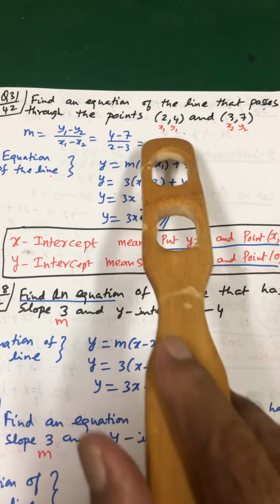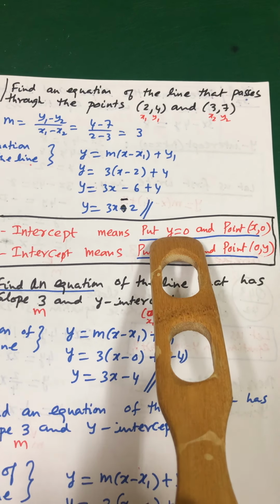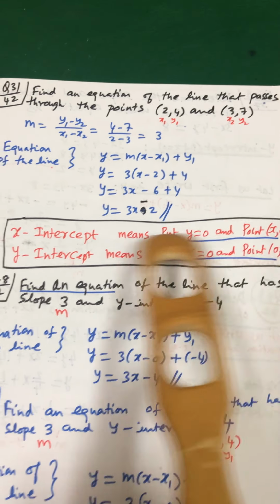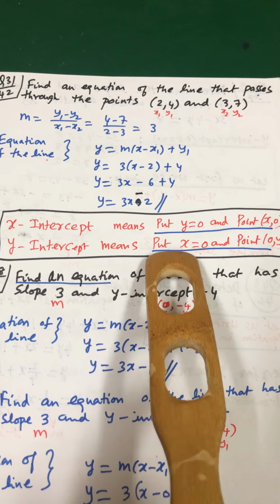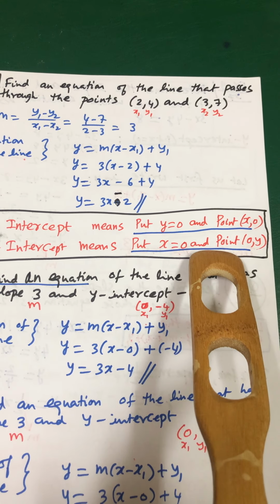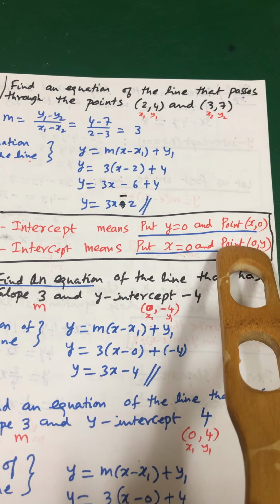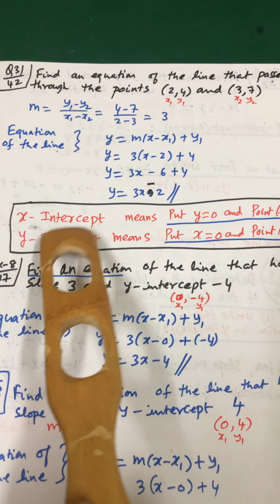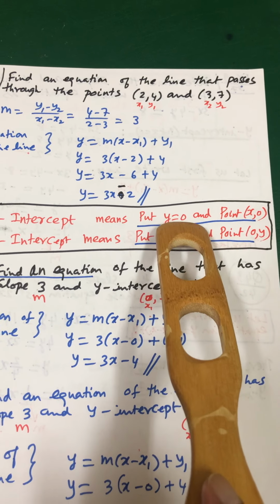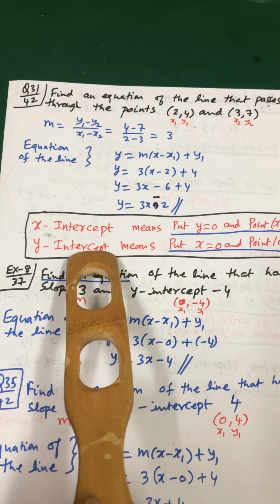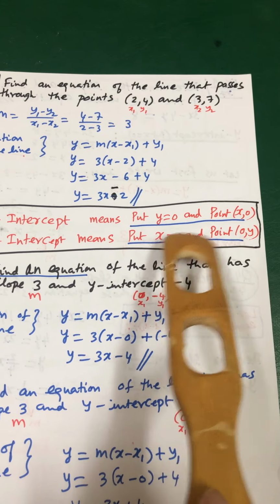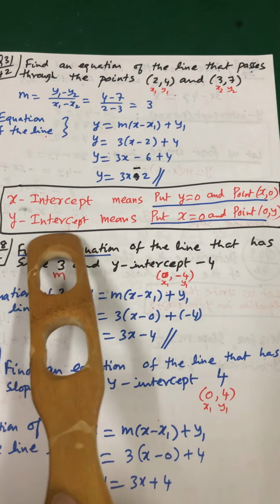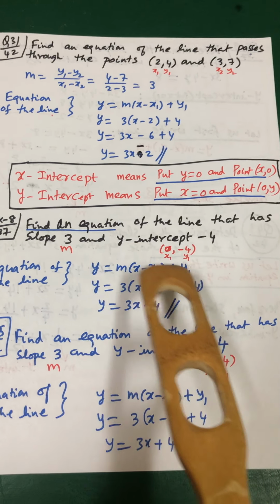In that case, this point will look like x is some number and y is 0. Similarly, y-intercept means put x equal to 0, and the point will be 0 comma some number y. What is x-intercept? X-intercept is a point whose y coordinate is 0. Y-intercept is a point whose x coordinate is 0. So simply, x-intercept means y is 0, y-intercept means x is 0. That way we remember.